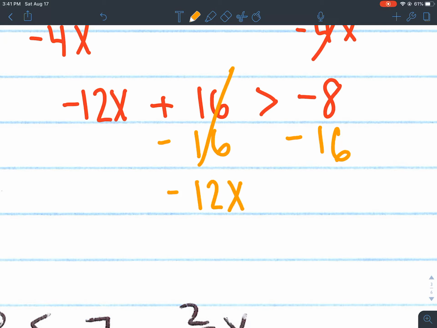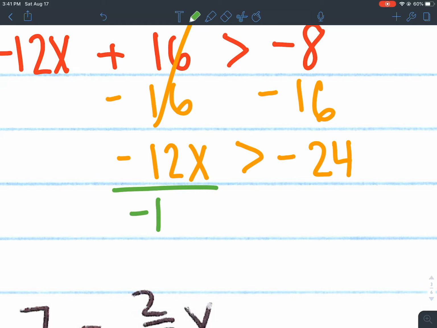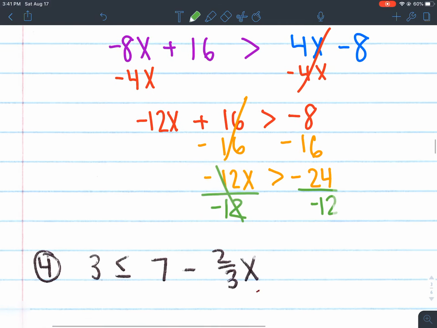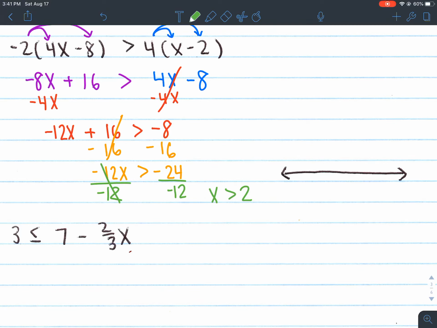Negative 12x is greater than negative 24. The last step here is going to be to divide by negative 12. And then I have x is greater than 2. I think that's right. Is that right? All right, am I done? Did I do everything correct?